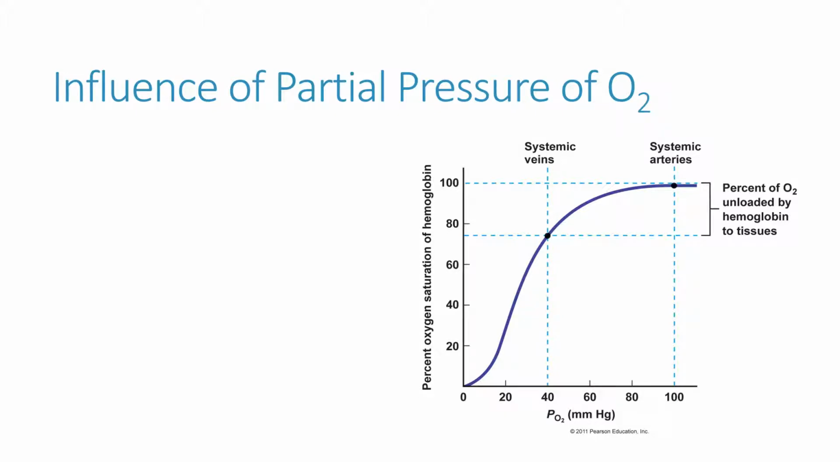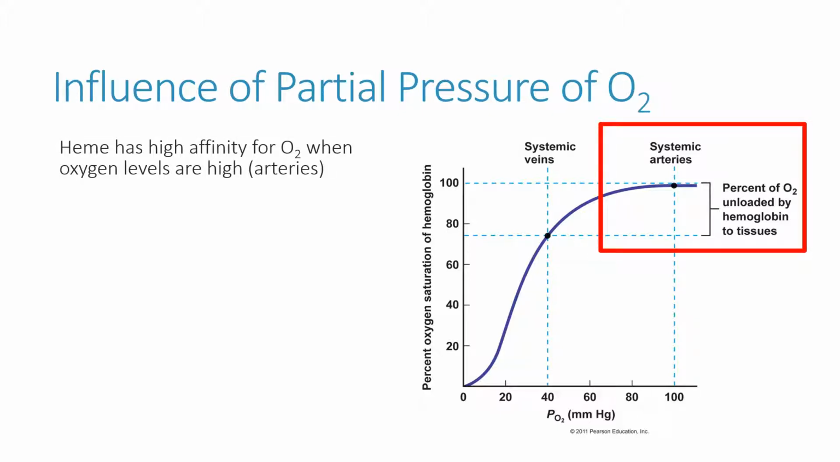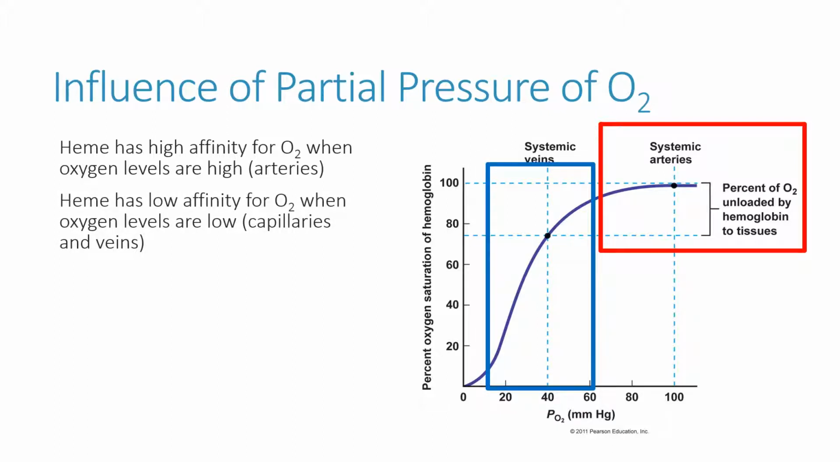Let's take a look at the influence of the partial pressure of oxygen on oxygen loading and unloading onto a hemoglobin. Heme has a high affinity for oxygen when oxygen levels are high, like in the arteries of the cardiovascular system. In this case, because there is such high oxygen content, the heme groups bind tightly to oxygen and carry it through the body. However, heme has a much lower affinity for oxygen when oxygen levels are low, such as in capillary beds as oxygen starts to get unloaded, and in veins.